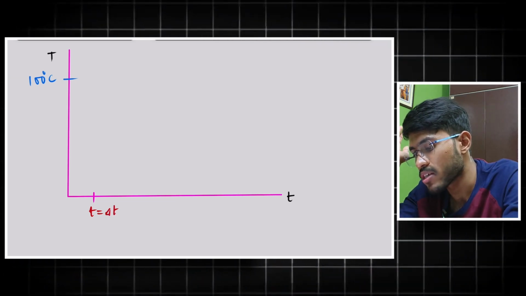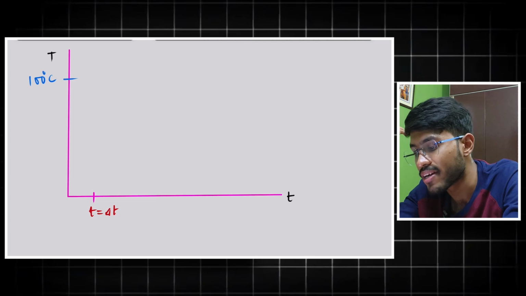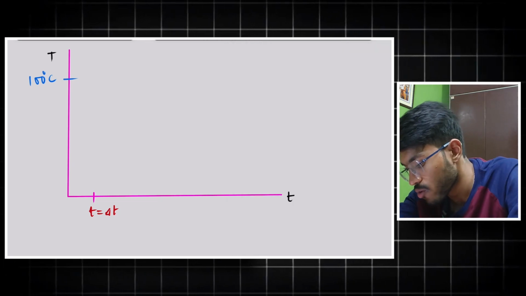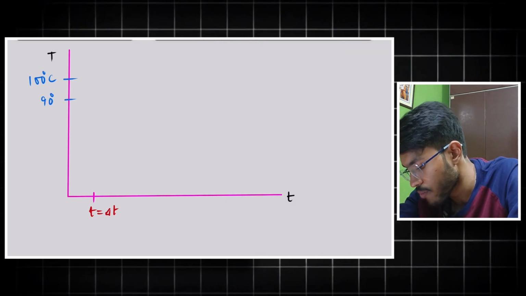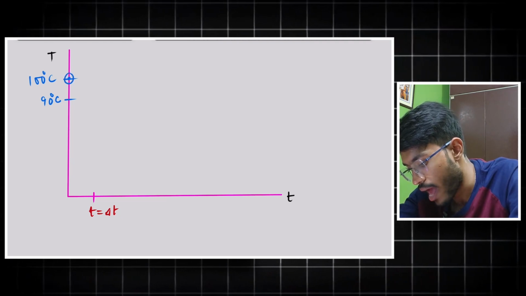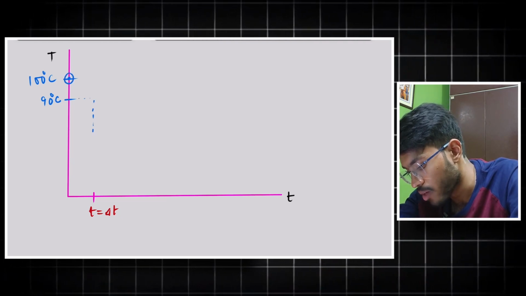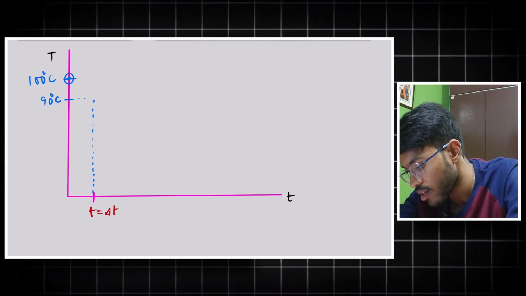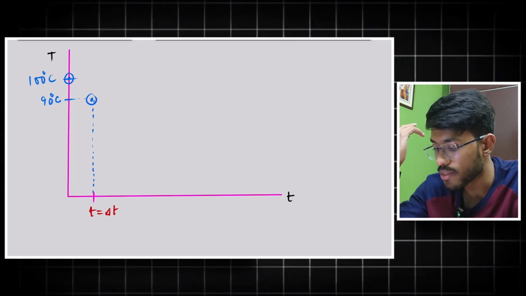my temperature of the object will obviously decrease, right? So, maybe this is 90 degrees Celsius. Okay. So, initially I was having this point. Now, I will have actually this point. Okay. This will be my second point.